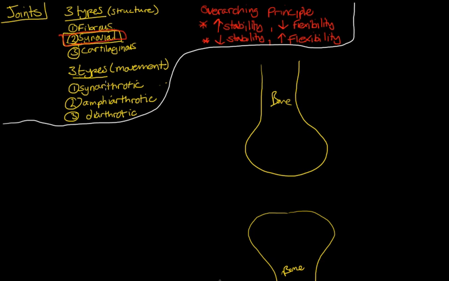And there's also three ways to classify each joint by the type of movements they produce. So there's synarthrotic joints, which are joints that don't move. There's amphiarthrotic joints, which are joints that move just slightly, just a little bit of movement. And there's diarthrotic, which are freely moving joints. And then an overarching principle of joints is that as you increase stability, you're going to decrease the flexibility of the joint. And vice versa, if you decrease the stability of the joint, you're going to wind up with an increase in flexibility of that joint.